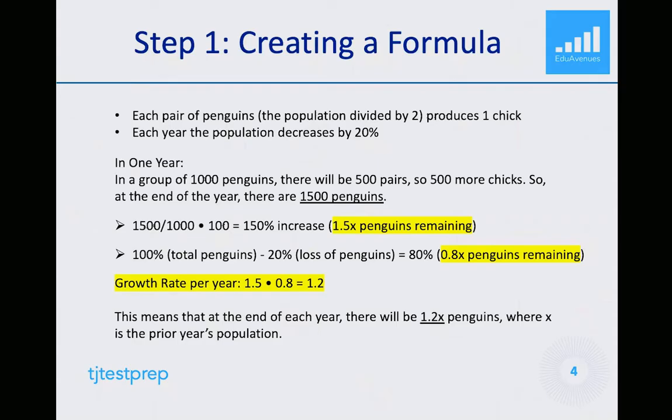In other words, if you want to find the population of penguins in any given time, we would need to know the population from the previous year. At the end of this video, we will show you how to alter this formula and make the process easier.